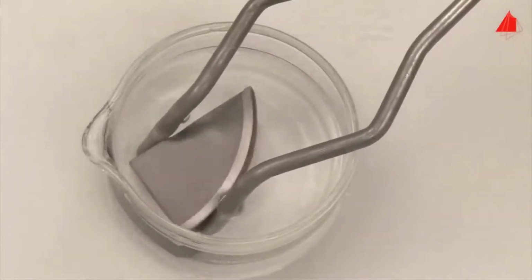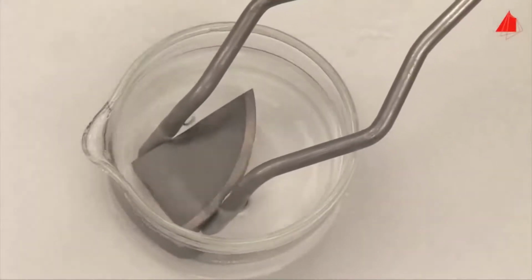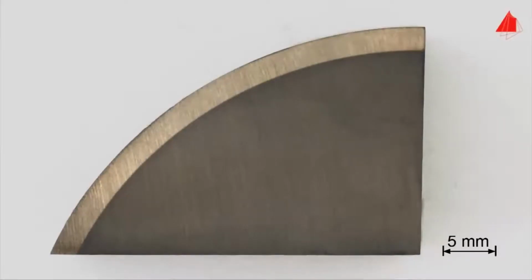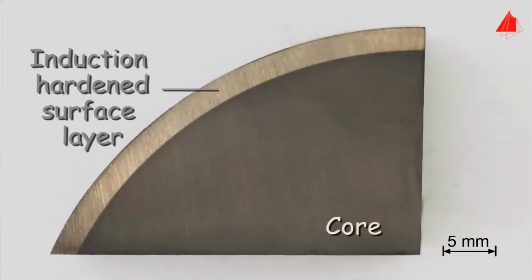The comparatively soft core is much more affected by the etchant than the hardened surface layer. Clearly, the induction-hardened surface layer can be distinguished by its light color from the darker core.